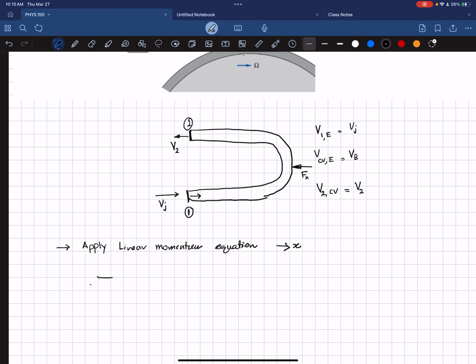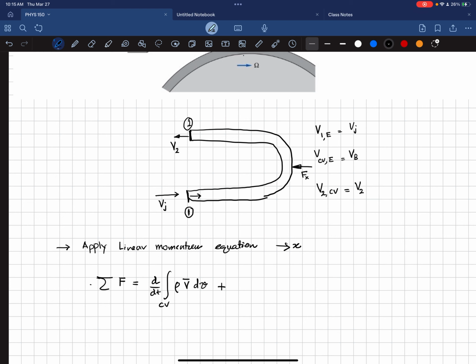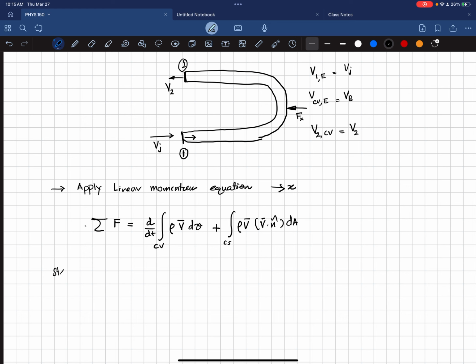So we can write sigma F is equal to d over dt of the control volume integral of rho velocity v dV, plus the control surface integral of rho v dot n dA. Now under steady incompressible flow, this should be the moving control volume VR, right? And this should also be VR, and this is VR2.